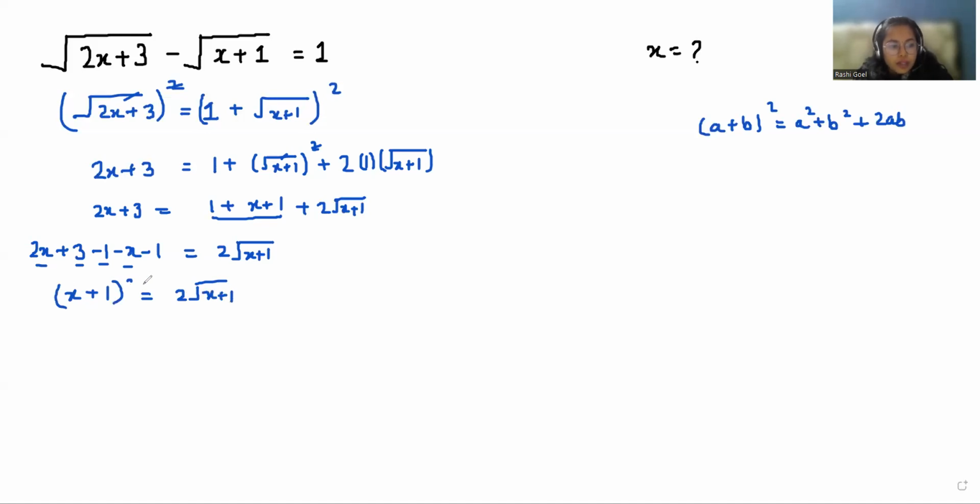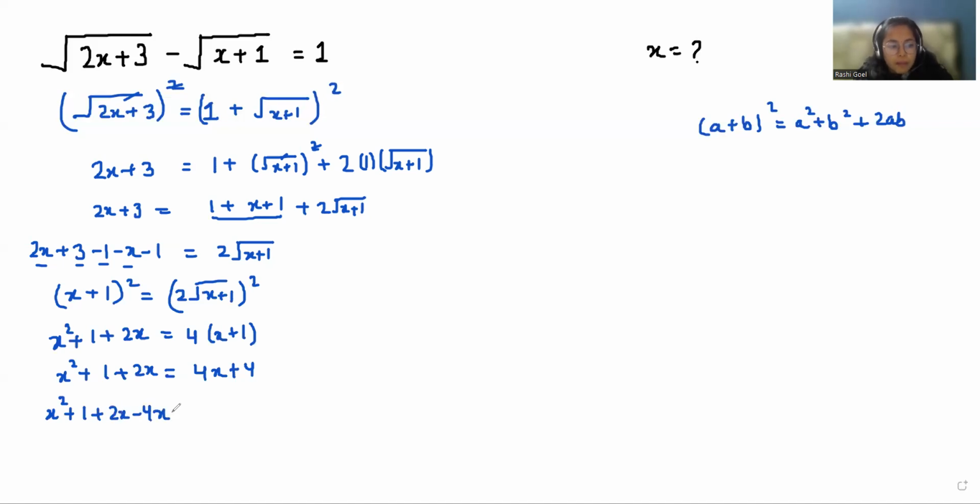Again, I am squaring both sides. So again here, this identity we can use. So we can write it as x square plus 1 square plus 2 times ab is equal to 2 square, which is 4, and in bracket x plus 1. So x square plus 1 plus 2x is equal to 4x plus 4. We'll separate the terms. So x square plus 1 plus 2x minus 4x minus 4 is equal to 0. So x square, plus 2x minus 4x is minus 2x, and minus 4 plus 1 is minus 3, is equal to 0.